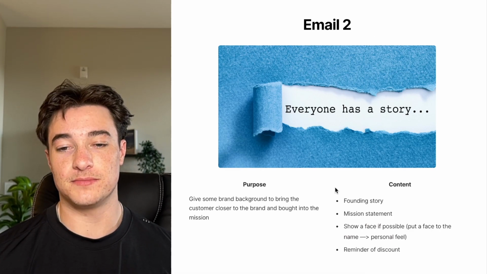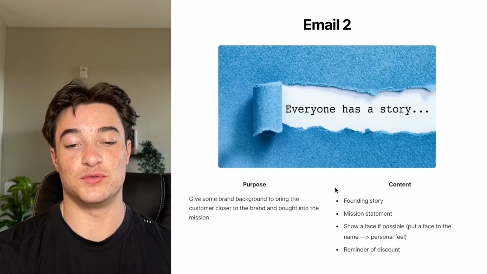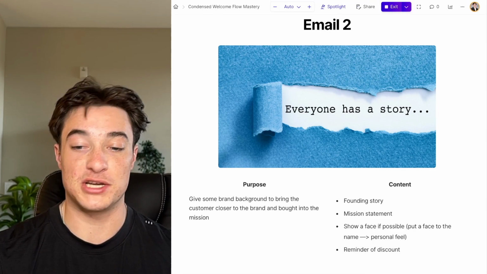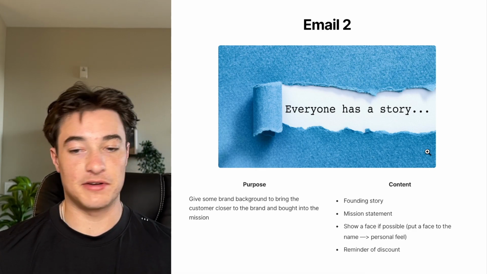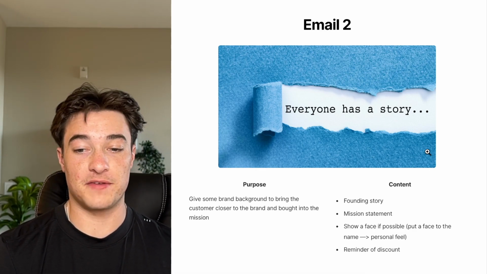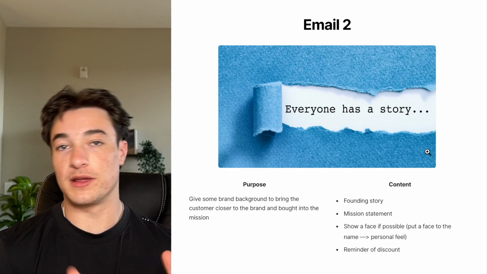Now let's go to email 2, which is the brand story. So the purpose: we want to give some background to bring the customer closer to the brand and bought into the mission. So the content is the founding story, the mission statement, and showing a face if possible. Put a face to the name, so you get that personal feel. And then a reminder of the discount. So we really want to use a face here.